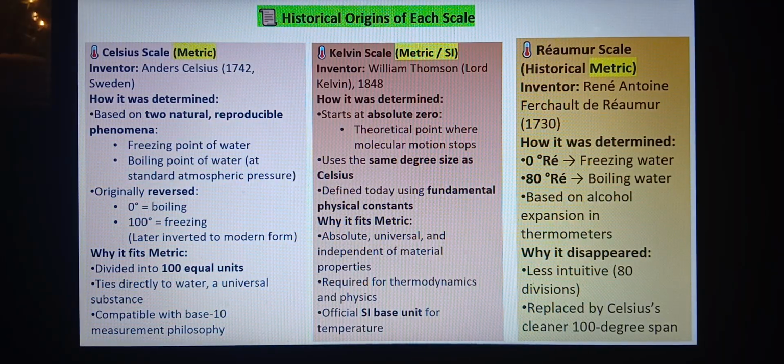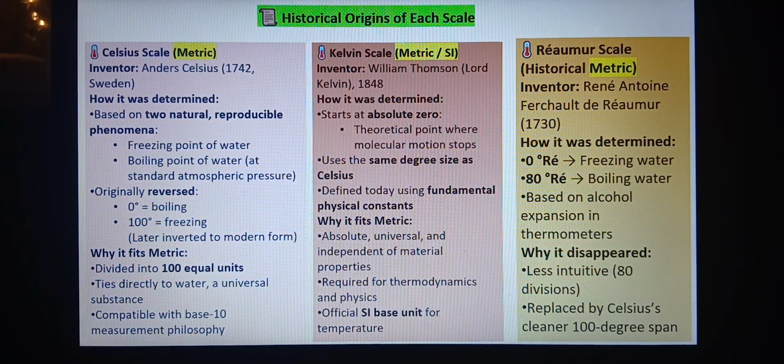And why it fits metric? Because absolute zero is universal and independent of material properties, required for thermodynamics and physics. It is the official SI base unit for temperature.